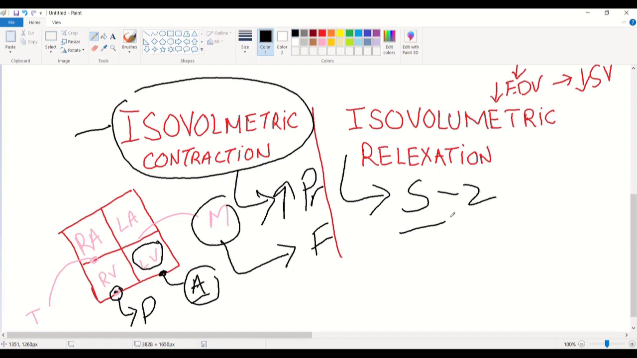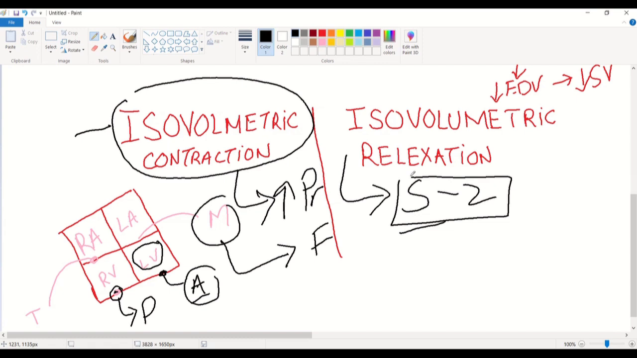Which valve closes first in S2? Aortic. So here is the super high yield concept. We will discuss the conditions which lead to the splitting of S2, again high yield stuff. What is the normal phenomenon? Splitting of S2 is basically due to delayed closure of the pulmonary valve. We will discuss this condition in the next session.